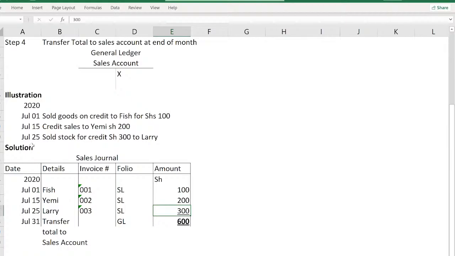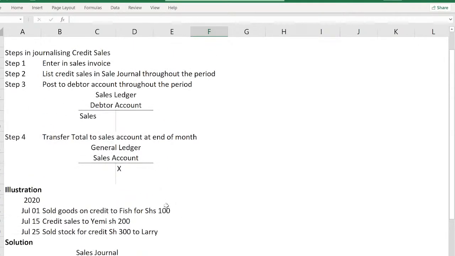On July 31st, we need to do step 4. We transfer the total to the sales account at the end of the month. So transfer to sales account. We are going to transfer the total of this to the general ledger, which is 600. And remember, we are going to credit. So that is all about the sales journal.